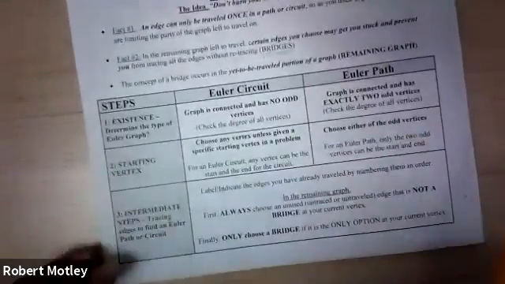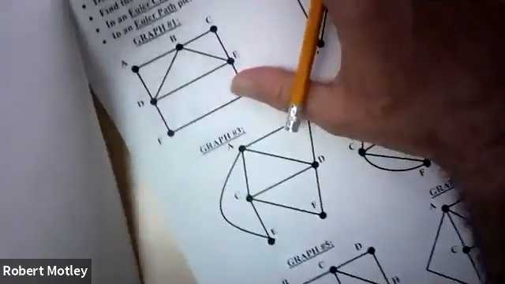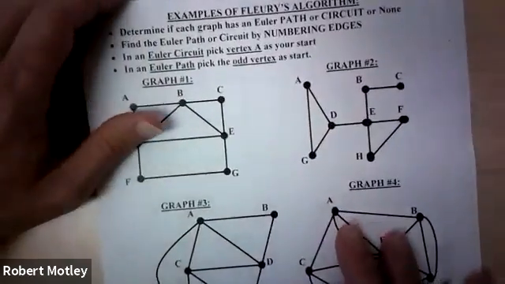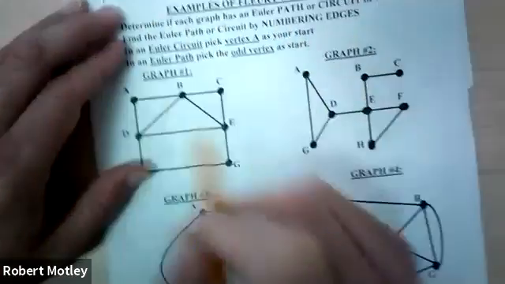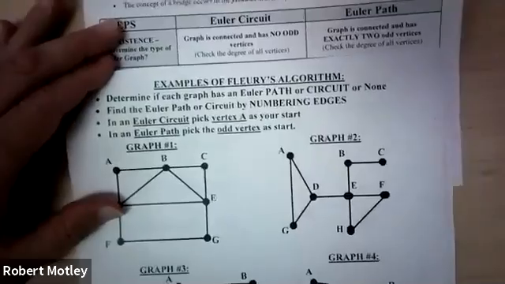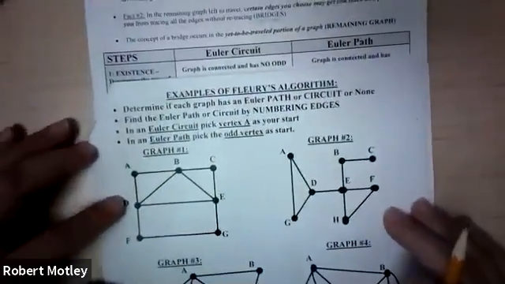All right, so we already talked about this. I'm going to tie it into what we're going to do here. So step one, we're going to ask ourselves, does this thing have an Euler path or circuit?